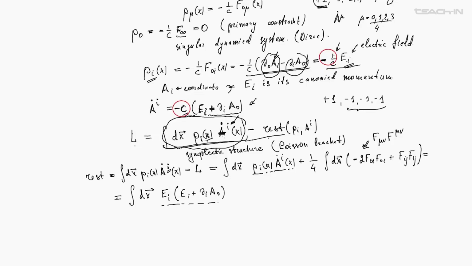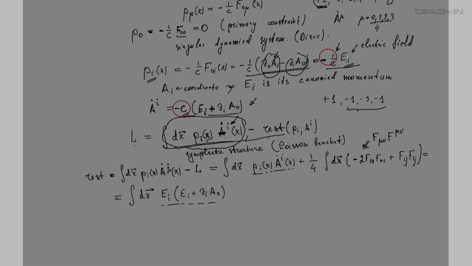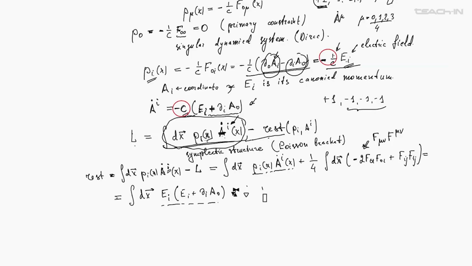Okay, and then what we have here is, let me just write it as follows. So plus 1 over 4. Okay, I will write it once again. So the rest, which we are finding, is integral dx, ei plus di a0, plus 1 over 4, and then this term.